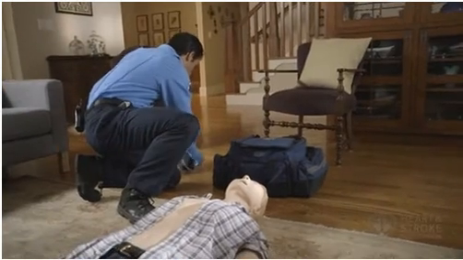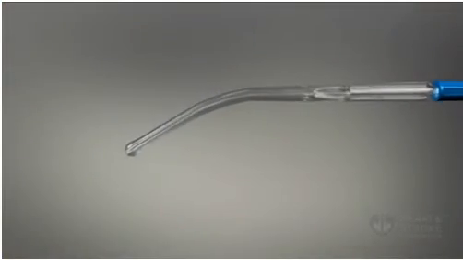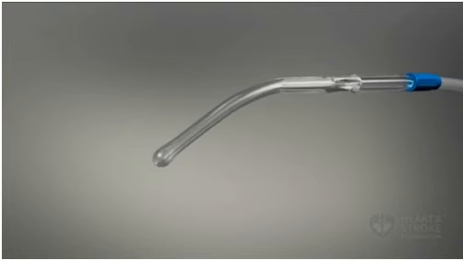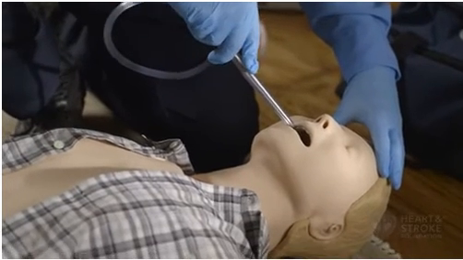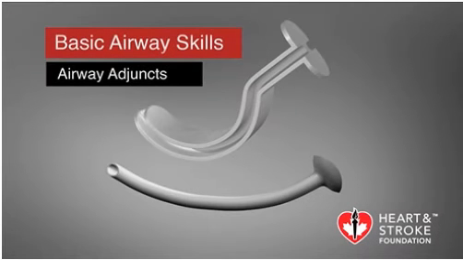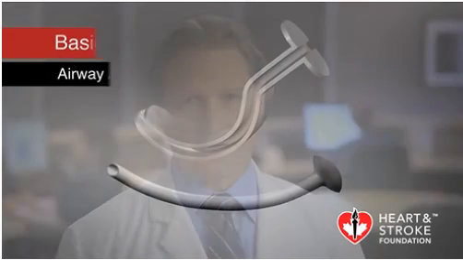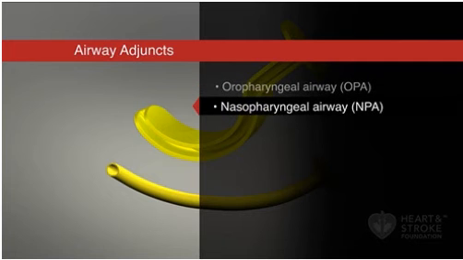Providers should suction the airway immediately if there are copious secretions, blood, vomit, or a foreign body. Use large bore, non-kinking suction tubing and a large suction catheter with a rigid pharyngeal tip. High suction pressure may be required. Once the airway is open and clear, you may consider use of an airway adjunct to maintain a patent airway. There are 2 types of airway adjuncts, the oropharyngeal airway, or OPA, and the nasopharyngeal airway, or NPA.